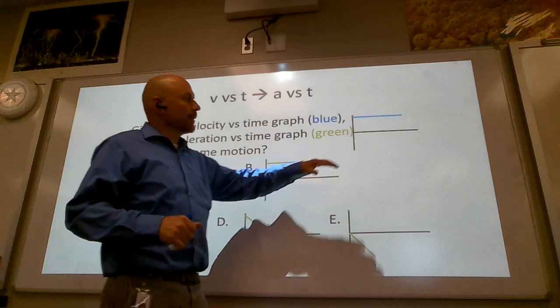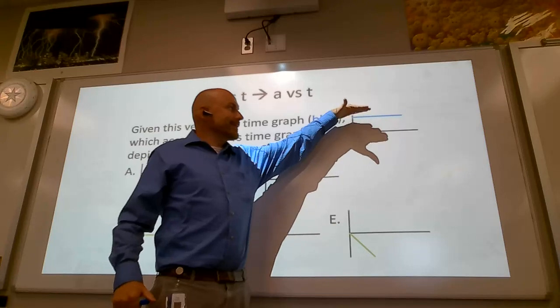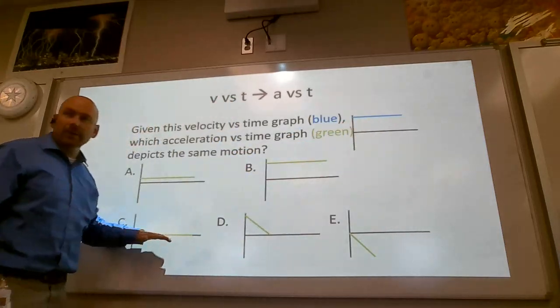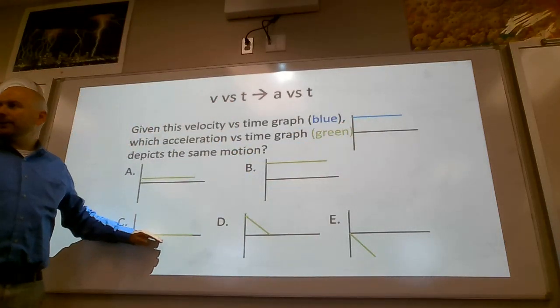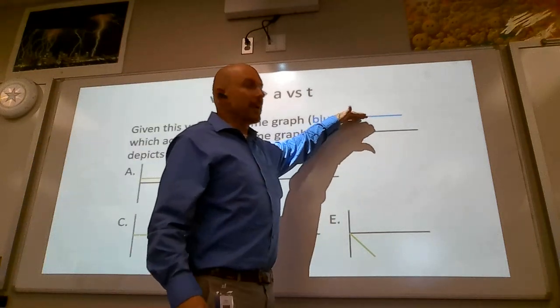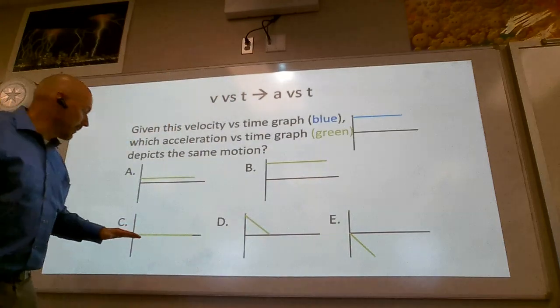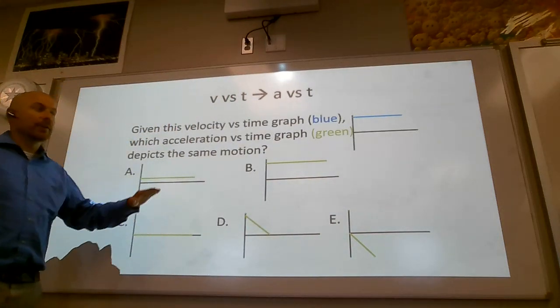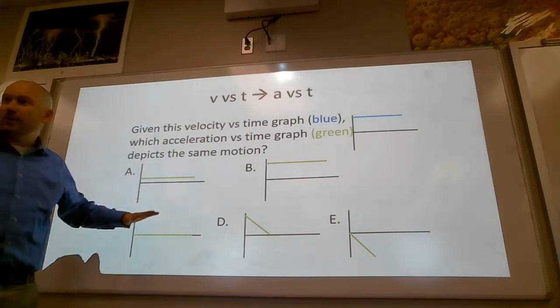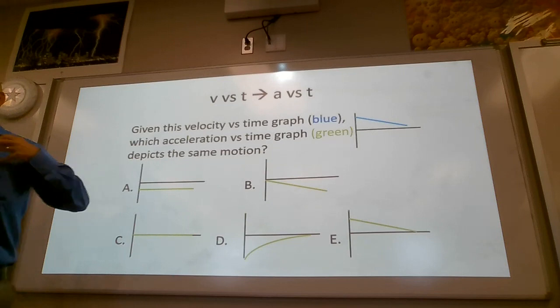Okay. Mathematically, the value of the slope, this is zero slope, therefore you have zero value of acceleration. The story behind this is you're moving at a constant velocity in the positive direction, meaning your velocity is not changing, therefore you have no acceleration. Okay. Next question.